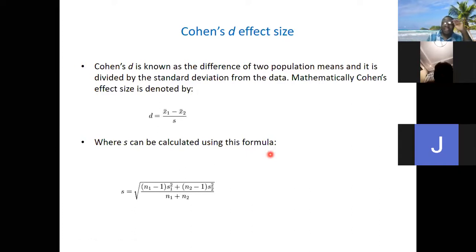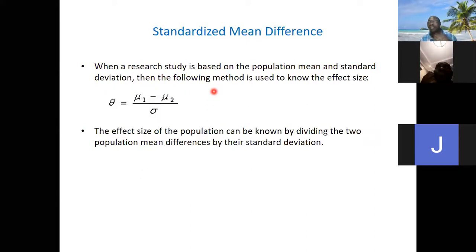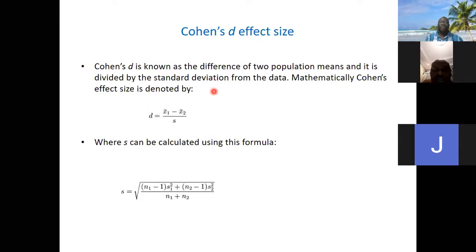Cohen's D is known as the difference between two population means divided by the standard deviation from the data. The other one looks more hypothetical, because most of the time you don't even know the population standard deviation. Sometimes you know the mean, you may not know the standard deviation, you may not even know the mean of the population. So people came: okay, let's use what we have.